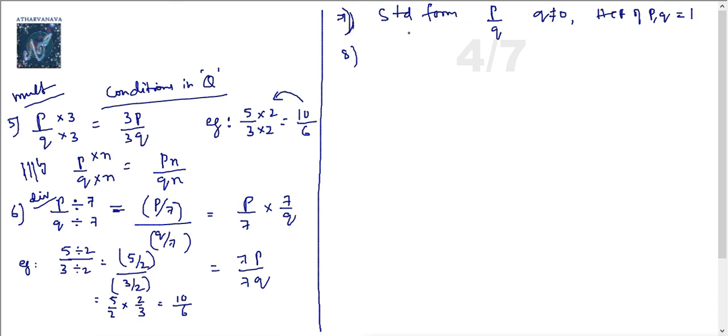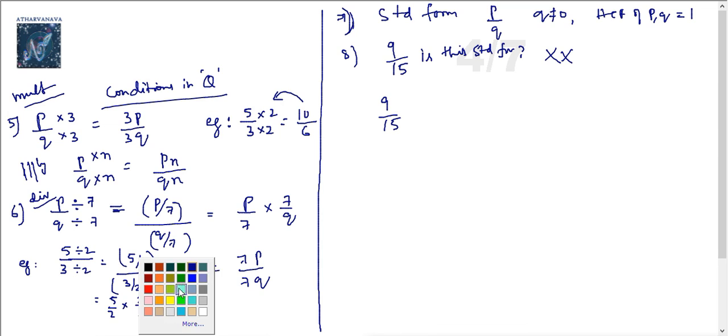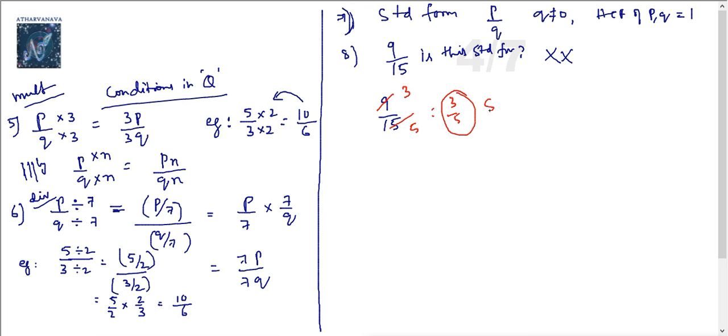And the next one, say for instance I give you 9 by 15 as an example. Is this in standard form? No. Why? I can further cancel out. I'll change the color and show you the representation. Further I can cancel, 3 3s are 9, 3 5s are 15, which is 3 by 5. Now this one is standard form, not this one. This was not in standard form, this is standard form now. Okay, so you understood this better. Yes. Okay, let's see in the next session.